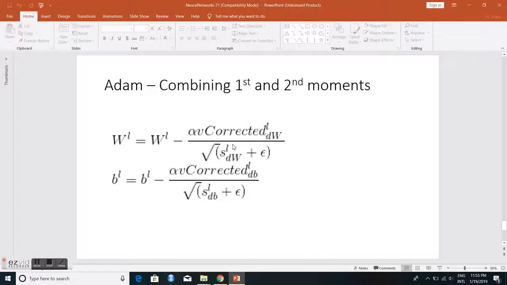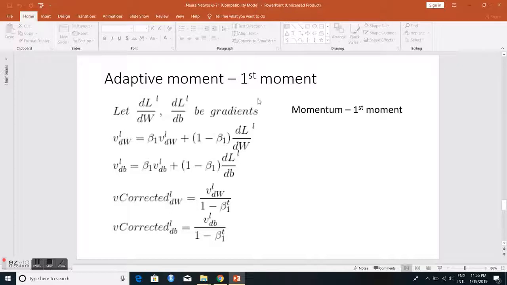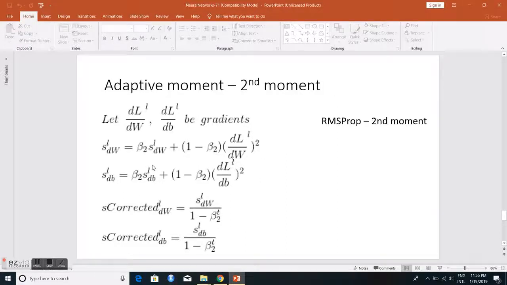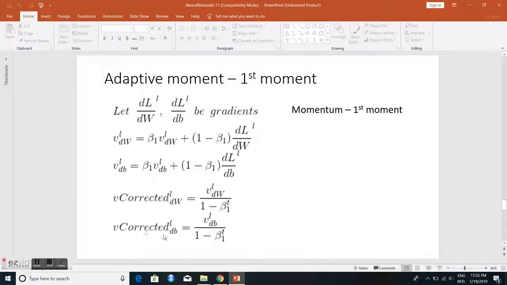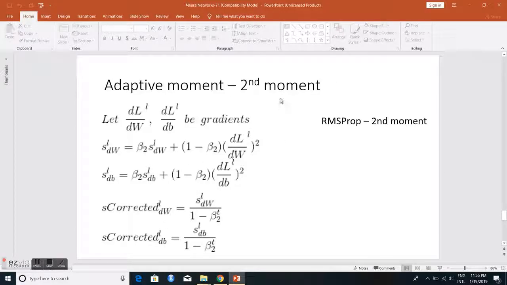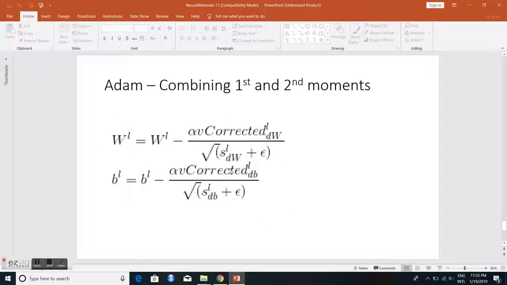In Adam, we combine both the first and second moments. We take the first moment, that is the momentum, V_dW and V_db, that is the V corrected dW and V corrected db, and we divide by the second moment, that is S corrected dW and S corrected db. And again we add this epsilon to prevent a division by 0.